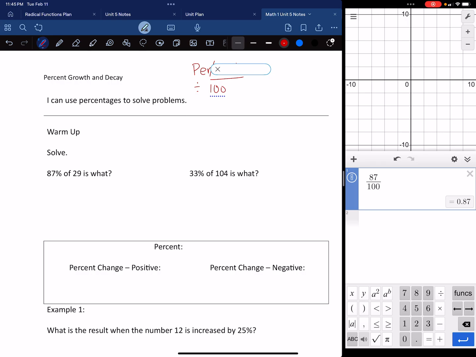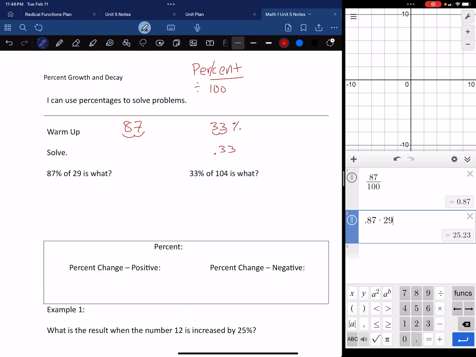Another way to think about this is, if I wanted to, just move that decimal place over 2 places. So 33% would be written as 0.33. Okay. So if I'm looking for 87% of 29, I'm just going to go 0.87 times 29. And that's going to be 25.23.